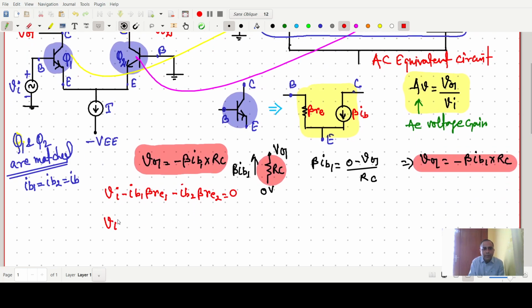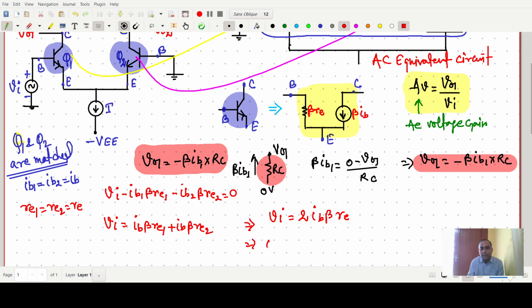So we can write VI equals, now IB1 equals IB2, so IB beta RE1 plus IB beta RE2. I am also assuming that RE1 equals RE2 equals RE. So one can write VI equals twice IB beta RE. So now the IB value is simply VI upon twice beta RE, so the IB value is now known to us.